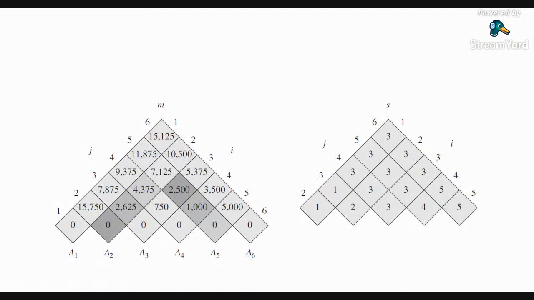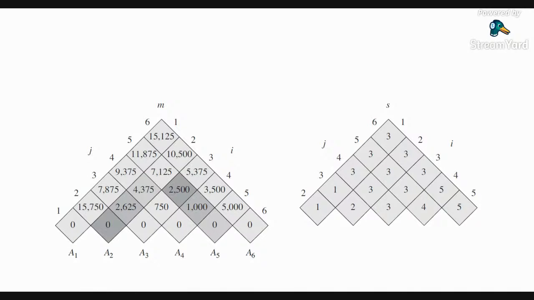Now, for this, we need to see S13. Just see what is the value of S13. This is I equal to 1 and this is J equal to 3. So here you can see S13 is 1. It means that M1 is considered and M23 is multiplied first, and M1 is multiplied to the result of M23 later on.